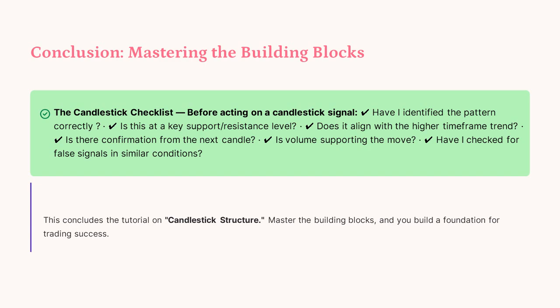Let me leave you with this final thought. Each candlestick is a story. It tells you who won the battle, how decisively they won, and whether there were moments of rejection. Learn to read these stories, and the market will begin to speak to you.